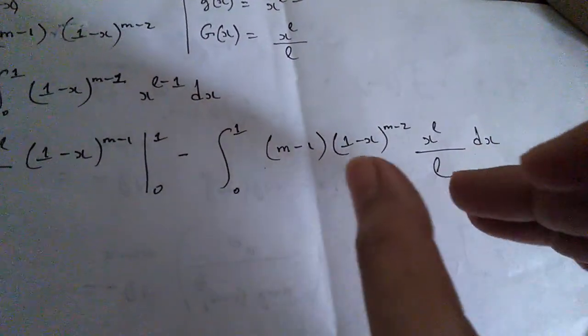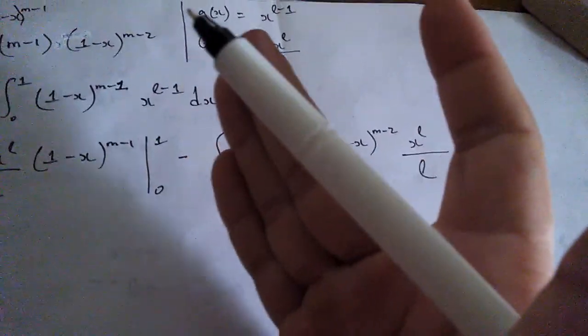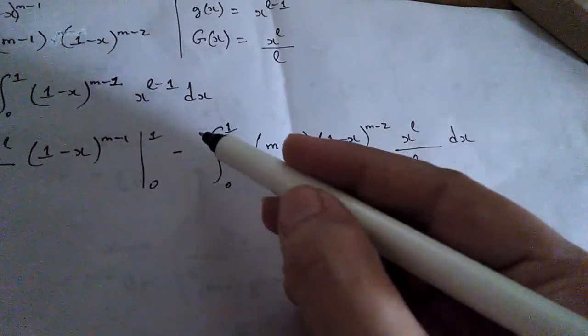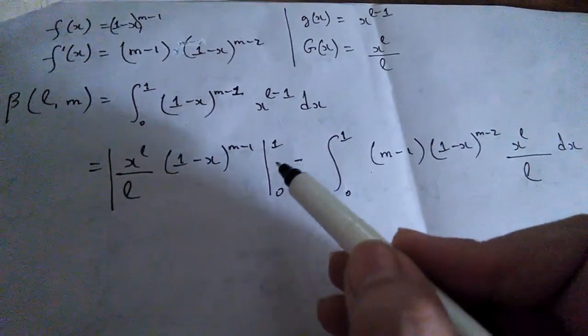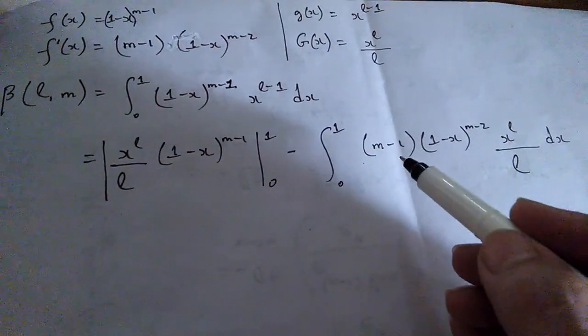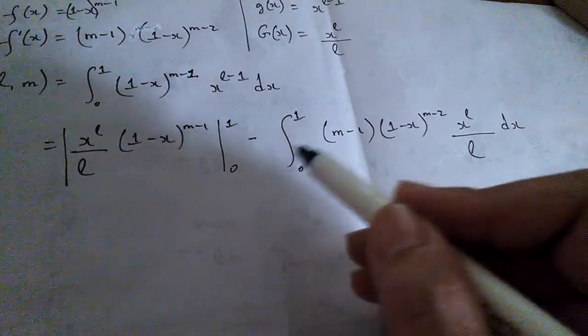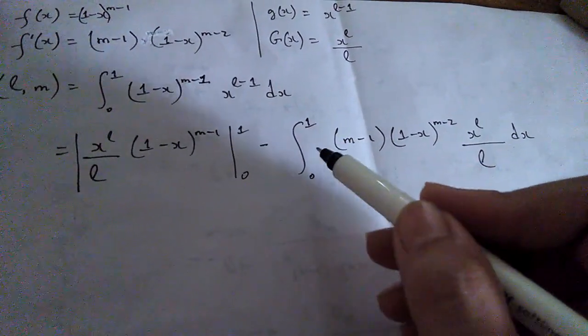Now over here you can see that your m minus 1 and L are constant values, so they're going to be placed before the integral right over here. So let us organize, and in the next step we are going to apply the limits, as well as put these two constant values outside this integral.